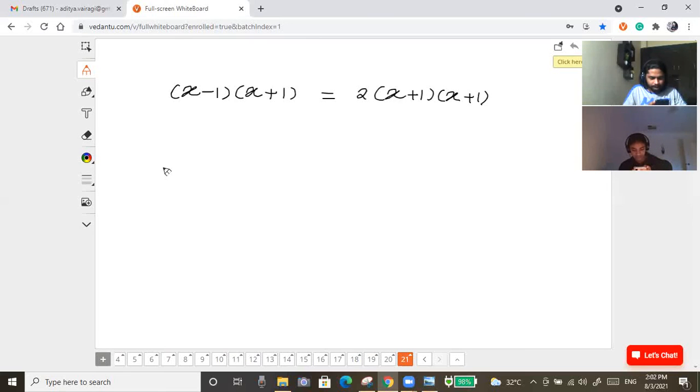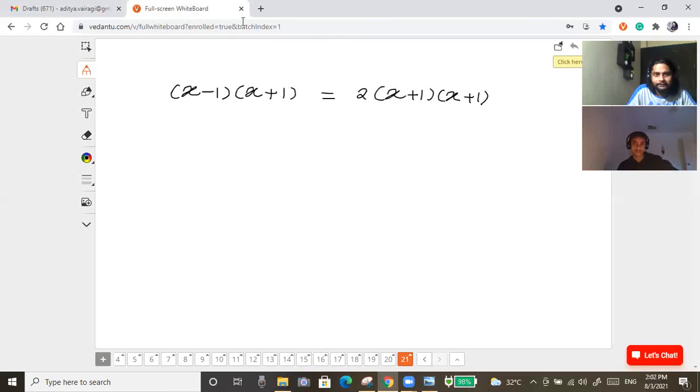Okay, negative x. Yes, you expanded it, but you didn't write. I think you have used the FOIL method: first, outer, inner, last. Did you use that method? Yeah, FOIL. Okay, even that method can be applied.